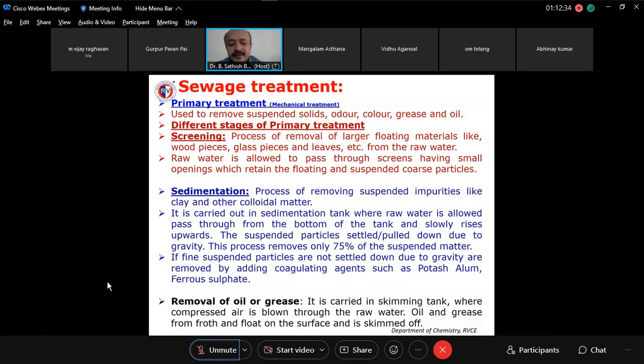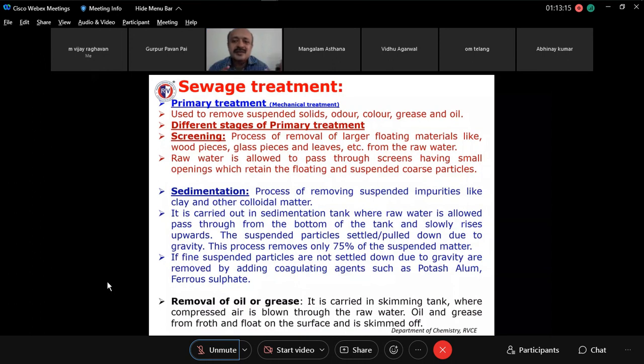A skimming tank is a big tank where compressed air is blown through raw water, right? So you just have to collect this water after sedimentation in the skimming tank, one big tank. There you have to blow oxygen or air. If you blow the oxygen or air, what happens? The oil is converted into foam and it will float on the surface. You can just skim off this foam and the water will be free from oil and grease.